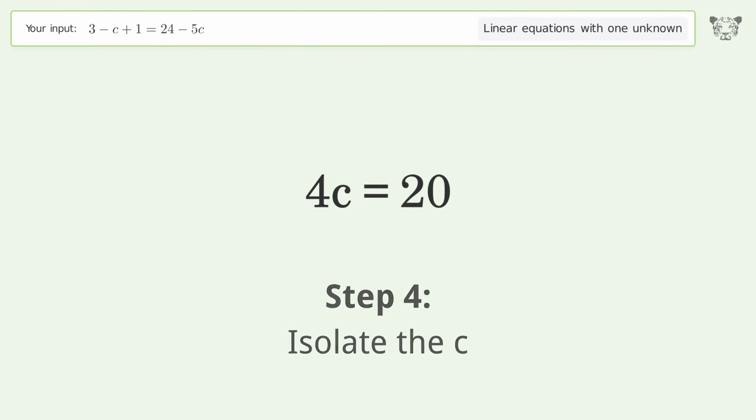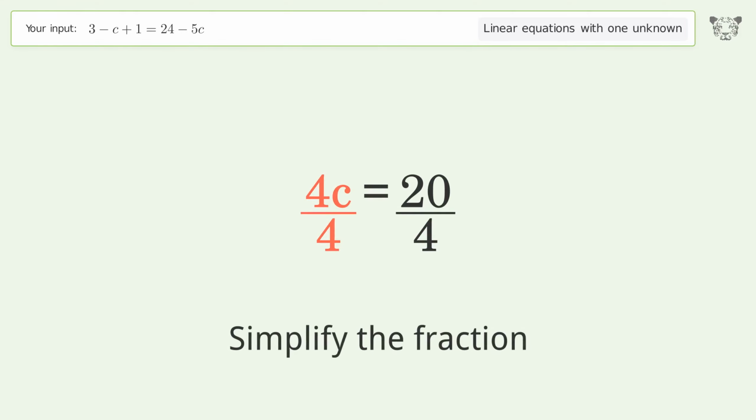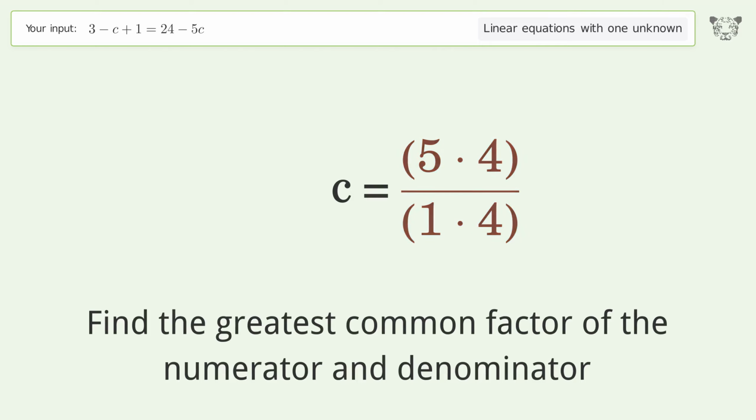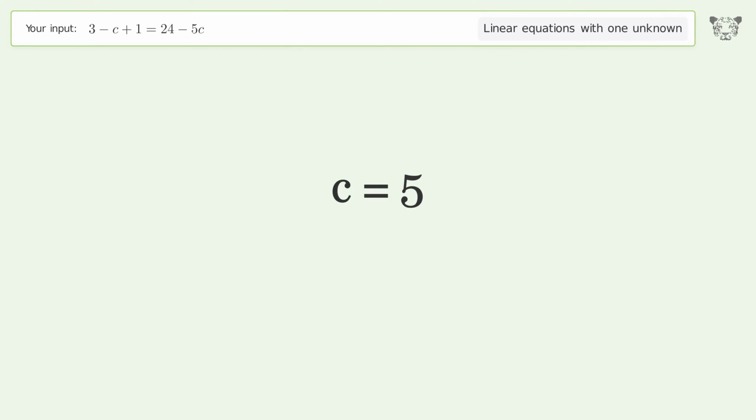Isolate the c. Divide both sides by 4. Simplify the fraction. Find the greatest common factor of the numerator and denominator. Factor out and cancel the greatest common factor. And so the final result is c equals 5.